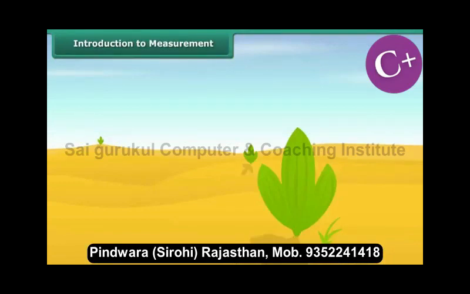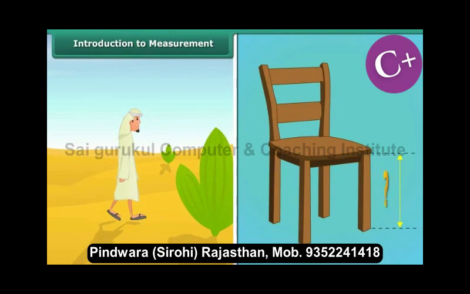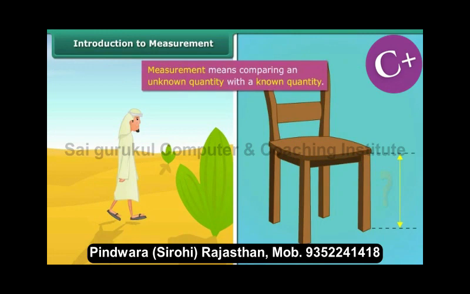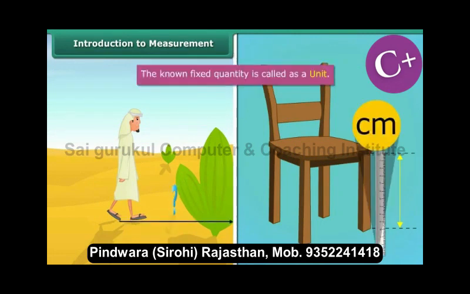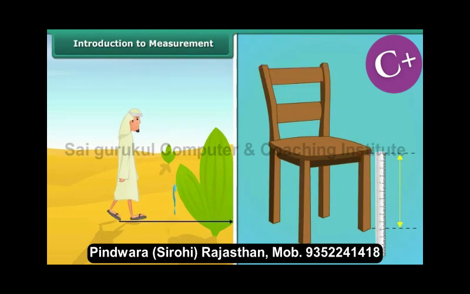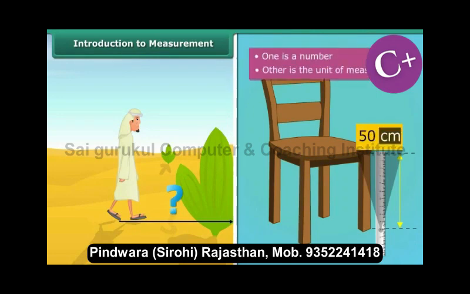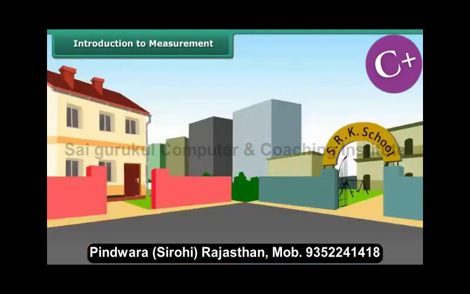Introduction to measurement. Do you know how people know how much they have travelled or how long the leg of a chair is? This is done by using a term called measurement. Measurement means comparing an unknown quantity with a known quantity. The known fixed quantity is called a unit. When you derive the results of this calculation, you get the measurement in two parts. One is a number and the other is the unit of the measurement. You can also calculate the distance from one place to another. For example, the distance from school to your house.